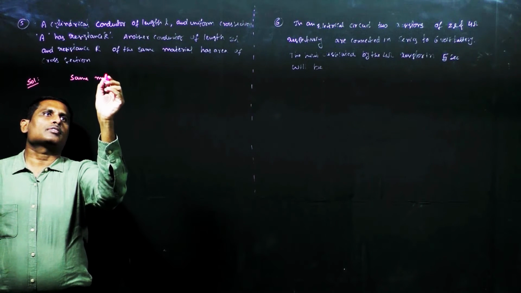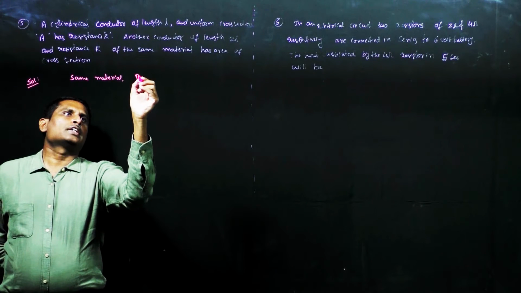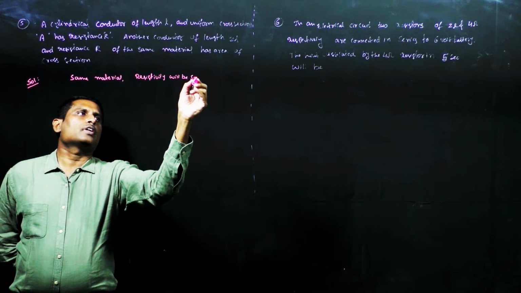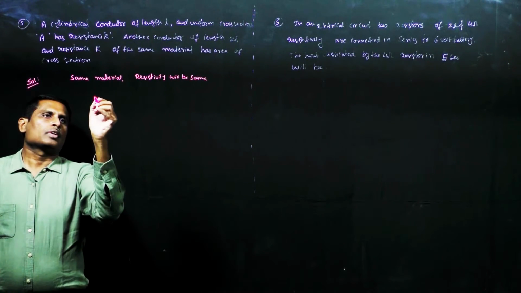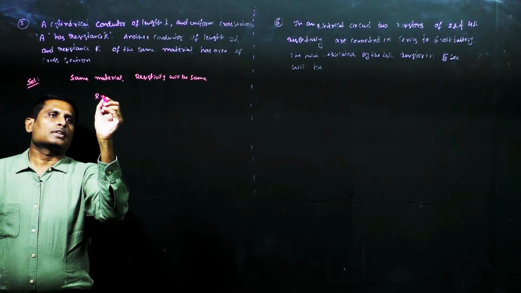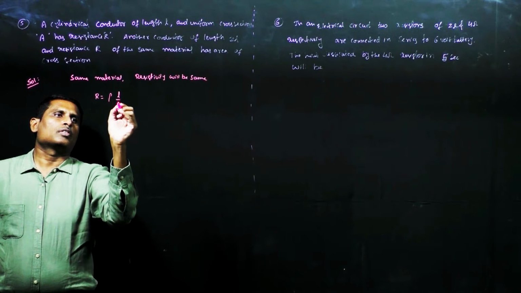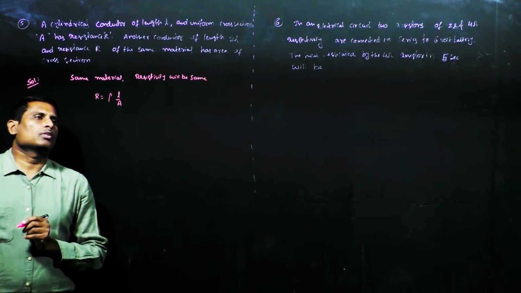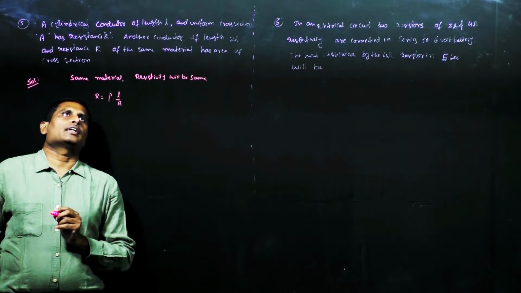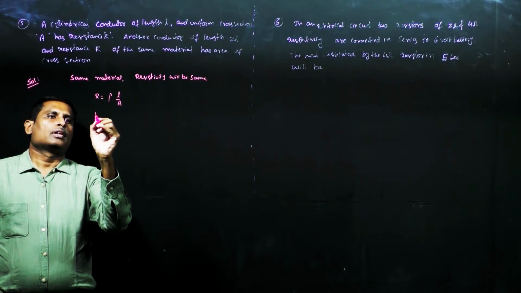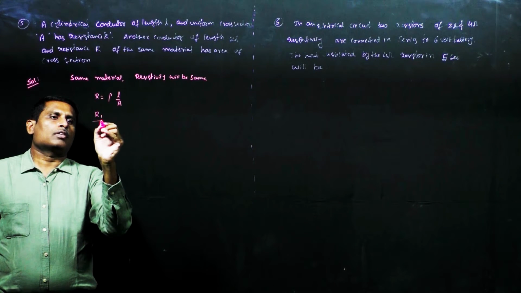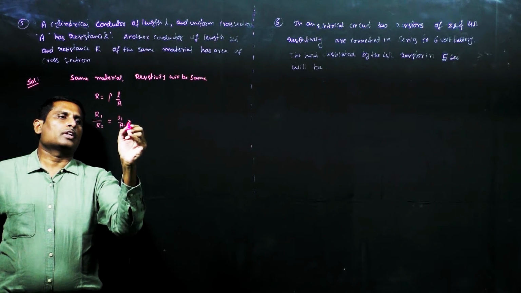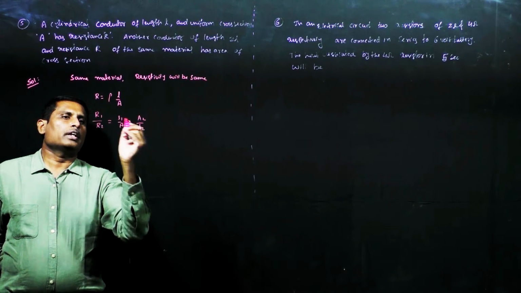same material resistivity will be same. We know R is equal to rho into L by A. You can write R1 by R2 is equal to L1 by A1 into A2 by L2.